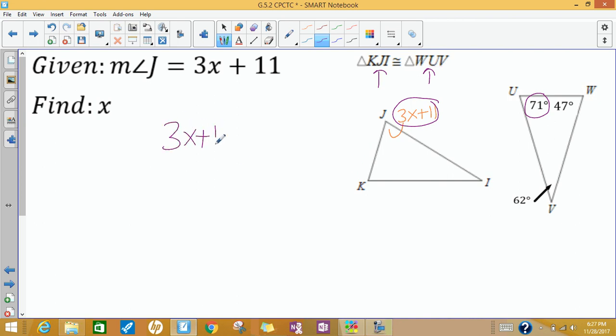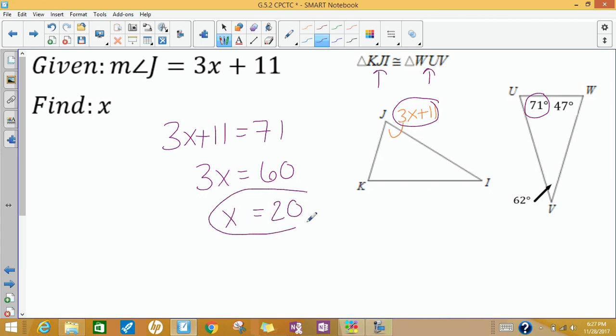So I write an equation, and then I can solve for x. So I'll subtract 11 from both sides, and I'll divide both sides by 3 and get x to be 20. And all that comes from our knowledge that the corresponding parts in congruent triangles are congruent. Again, we call that CPCTC.